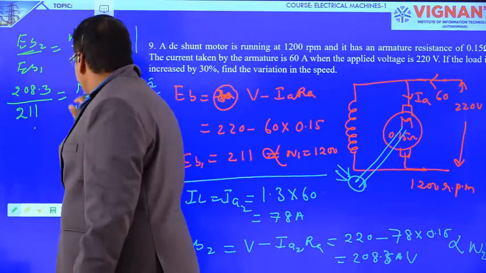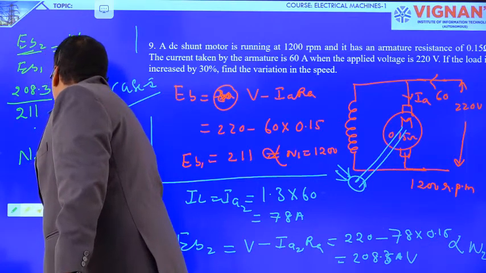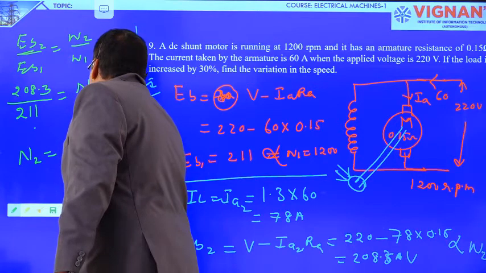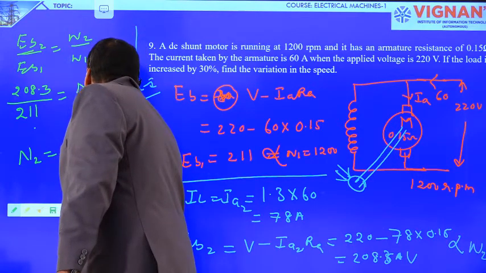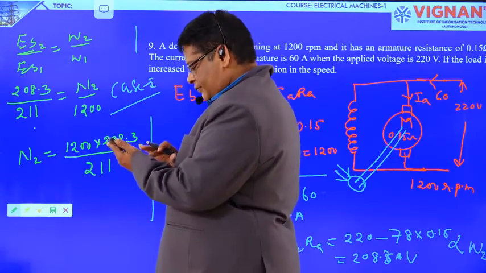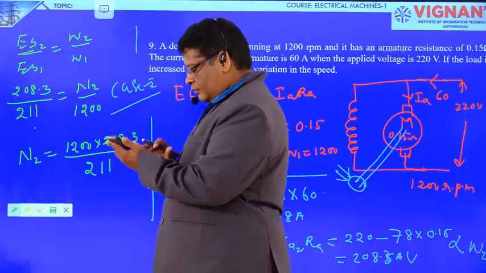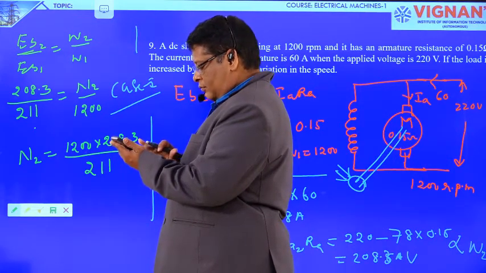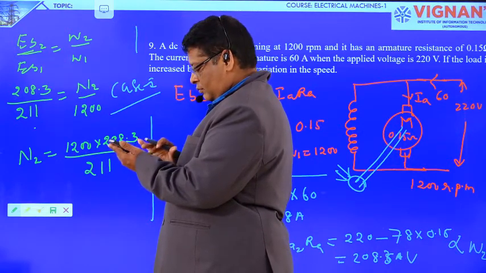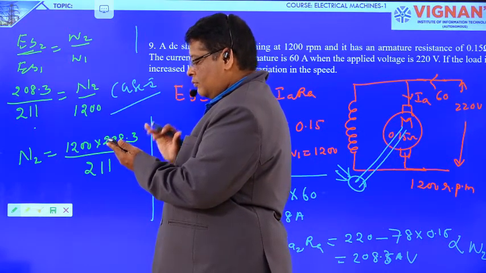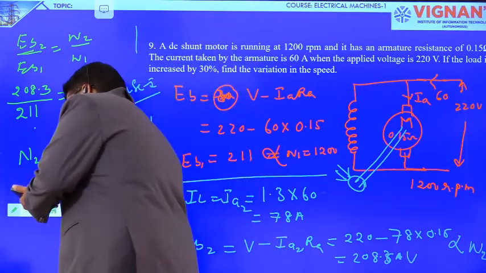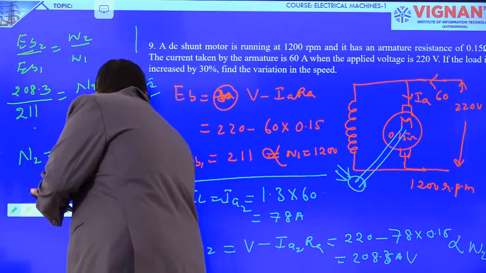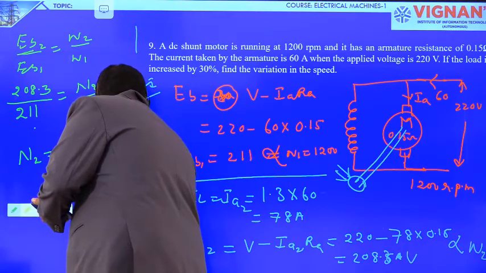Now you cross multiply and calculate the value. N2 equal to 1200 into 208.3 divided by 211. You are getting the value, the motor will be running at 1184.64 RPM. This is very, very important.